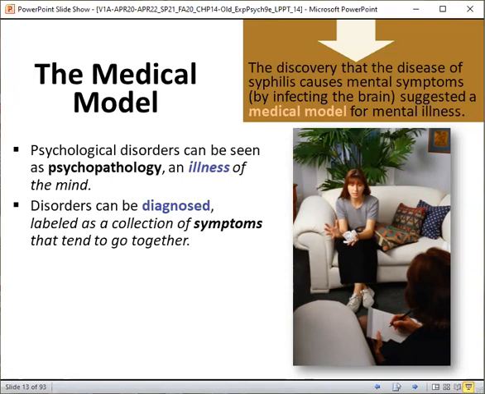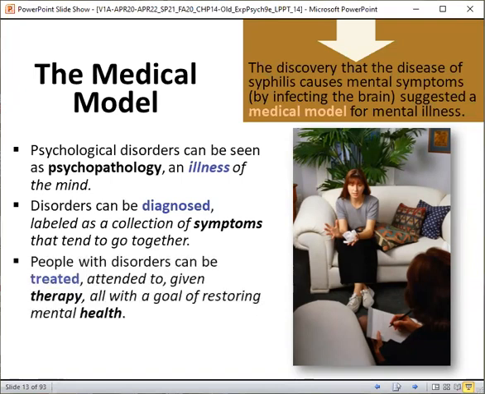It is not always possible to determine the cause of a specific mental disorder, but in general, the assumption here is that the cause is physical and mental and not spiritual. So people with disorders can be treated, attended to, given therapy, all with the goal of restoring mental health. So that is what the medical model brought us.